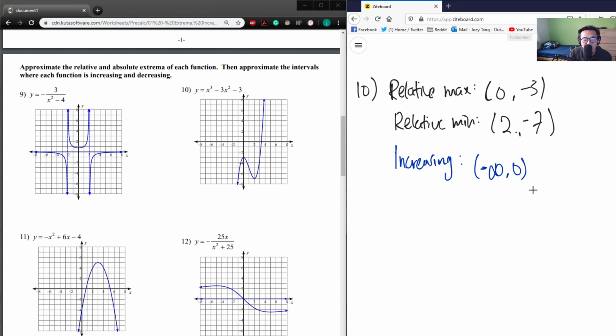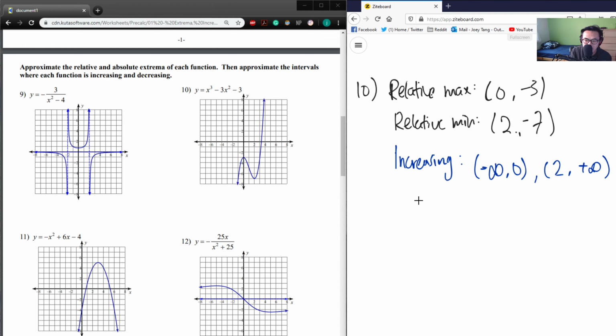Do I have another period of increase? I do, right? This is increasing and then decreasing and then back to increasing, right? So in this case, I can use my relative minimum again. This is (2, -7). So in this case, this is 2. It's going towards infinity as well. So 2 to positive infinity would be my next interval of increase.